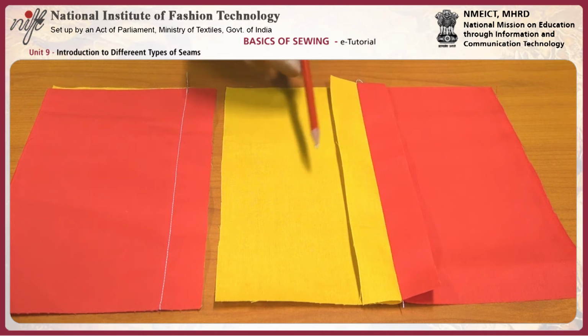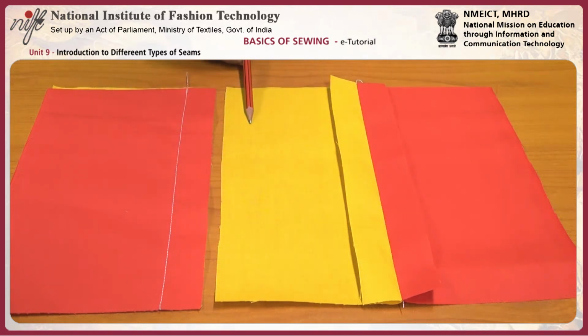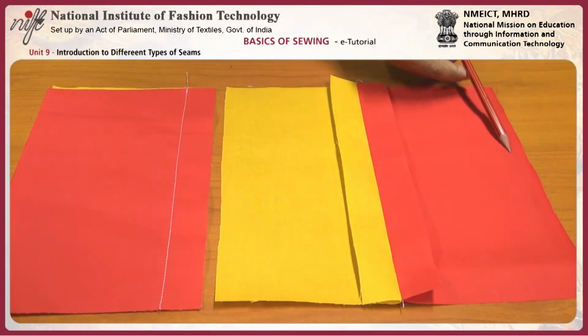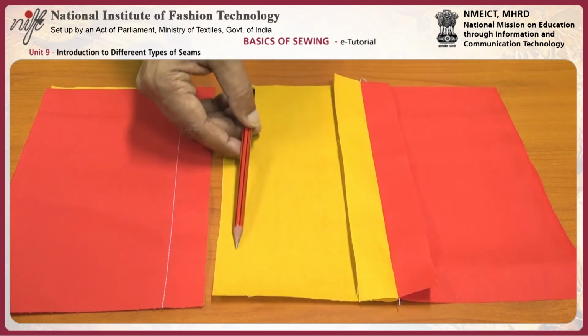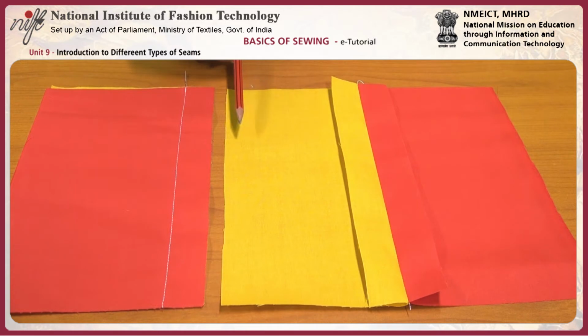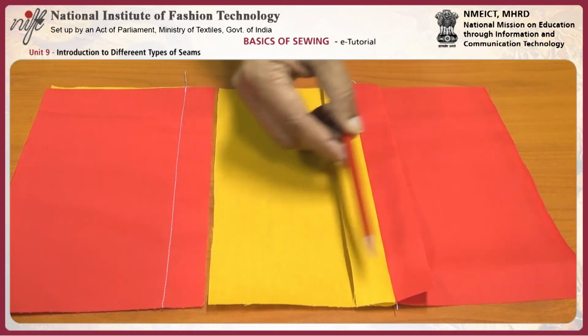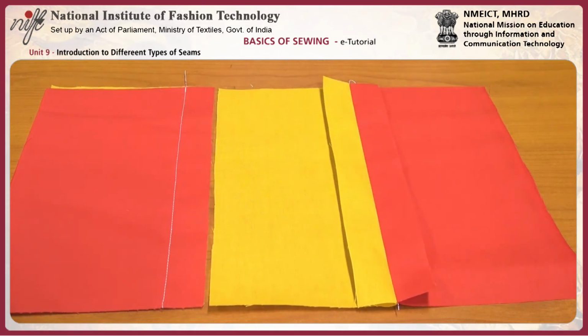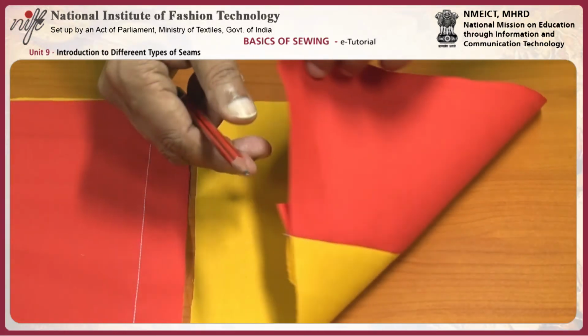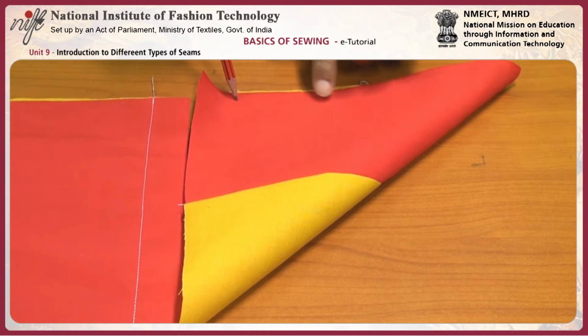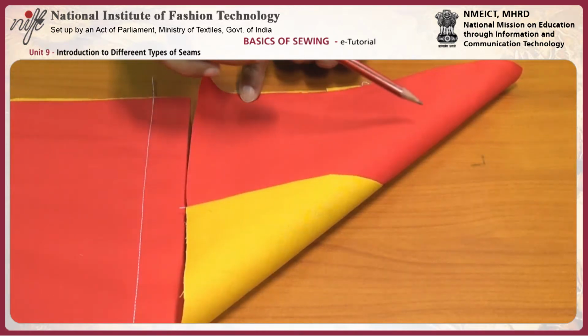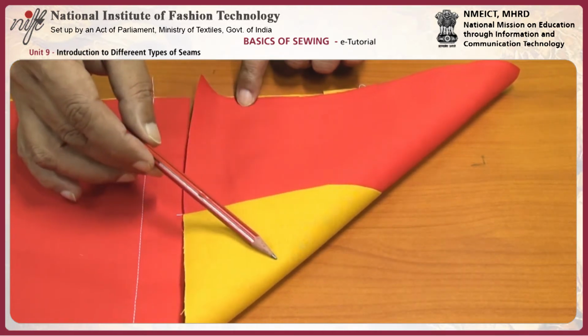Bias strip means this is the lengthwise material. This one is also lengthwise material. Means grain line is here, grain line is here, and the widthwise material is here, here, here, here. If you fold this material at a 45-degree angle, it will be on bias. Means grain line is here, off grain is this side, and this direction becomes true bias.